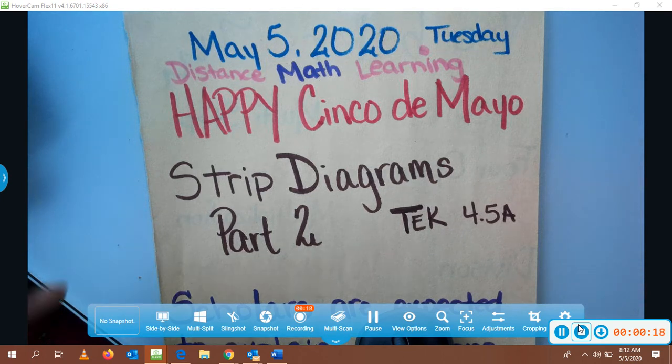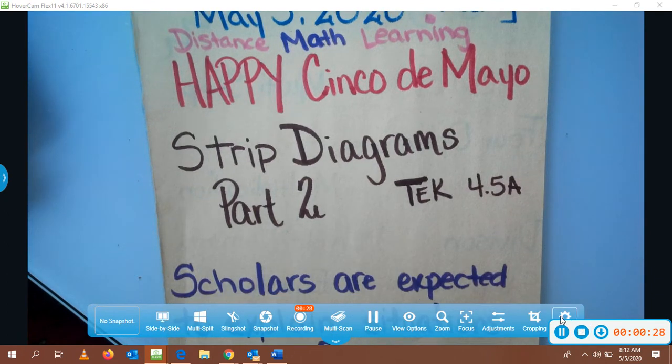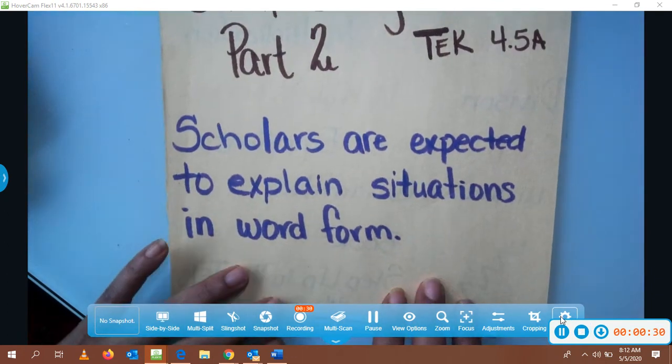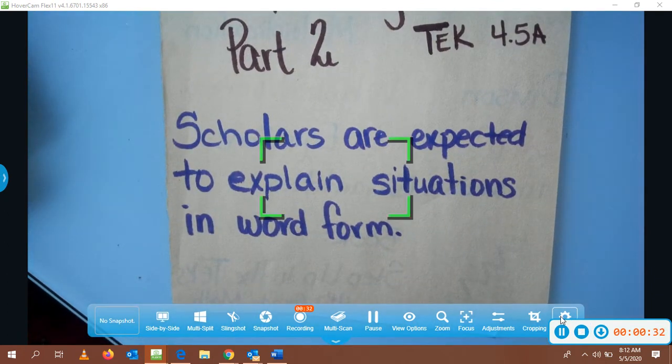Today's topic, we're going to be working with strip diagrams. This is part 2, and the TEK is TEK 4.5a. Scholars are expected to explain situations in word form, meaning we're going to be doing a little writing today.